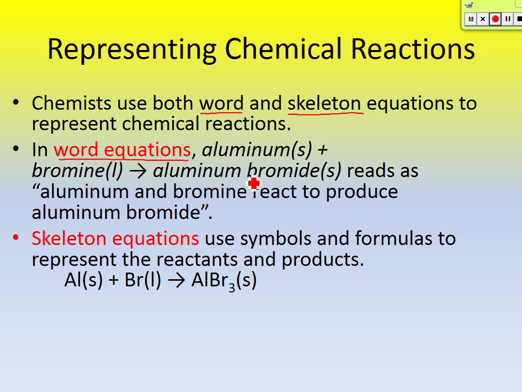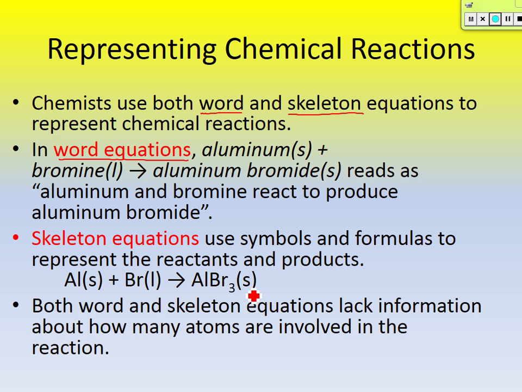Okay, well, the skeleton equation is a little different. Instead of writing out aluminum, like in the word equation, we'll use aluminum's chemical symbol, which is Al. What phase is this aluminum in, guys? It's a solid. What about the bromine? Liquid. And what about the aluminum bromide here? Solid. Okay. So both word and skeleton equations lack information about how many atoms are involved in the reaction. We'll talk about how they represent that later.